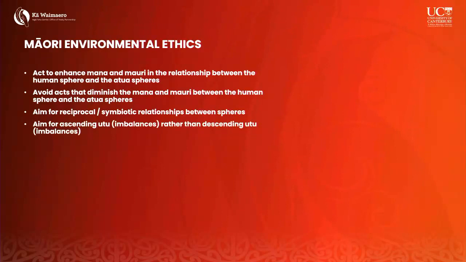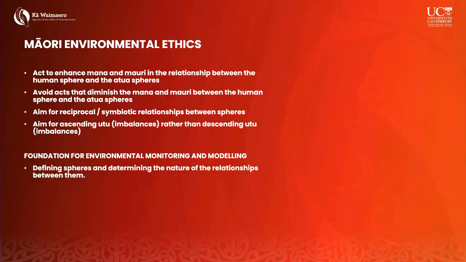And aim for ascending imbalances. So this is where you're doing positive actions to get positive outcomes continually, rather than descending imbalances or utu, which is more of a revenge cycle, where you're acting negatively and expecting negative consequences. And this also is how I see this, in the most simple way, I've not gone into complexity, as a foundation for environmental monitoring and modelling.